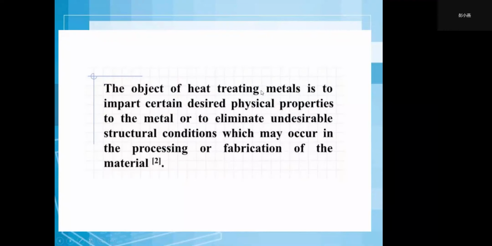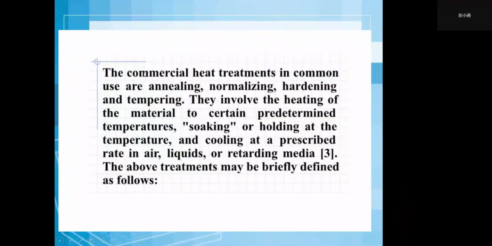And the object of heat treatment methods is to impart certain desired physical properties to the metal or to eliminate undesirable structural conditions which may occur in the processing or fabrication of the material. And the commercial heat treatments in common use are annealing, normalizing, hardening, and tempering. They involve the heating of the material to a certain predetermined temperature, soaking or holding at the temperature, and cooling at a prescribed rate in air, liquid, or retarding media.